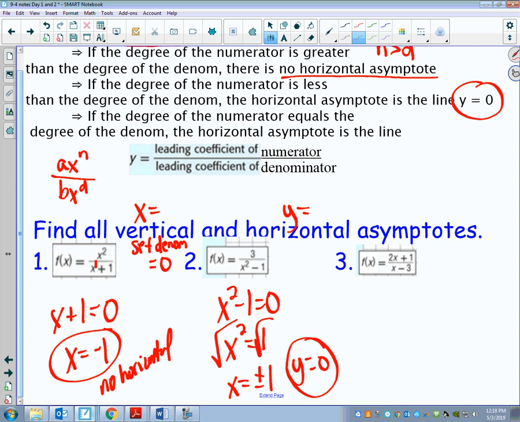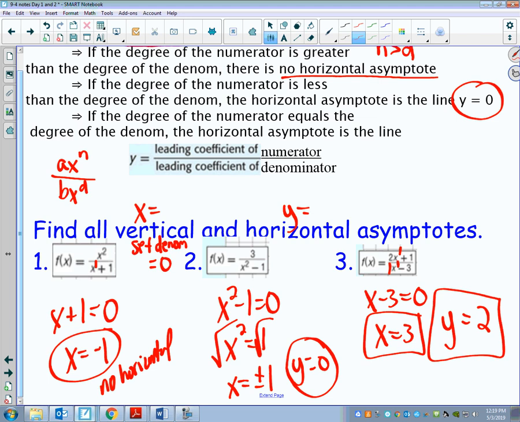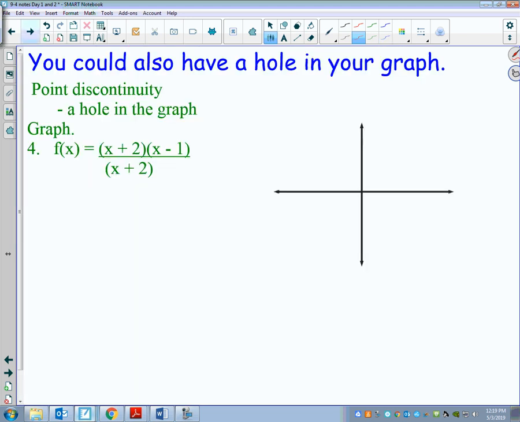What about the third one? Vertical asymptote. If I set the bottom equal to 0, that would be the line x equals 3. And this is the example of the third option. The degree of the numerator and the degree of the denominator are the same. And so I just take the leading coefficients, which happens to be 2 over 1. And in this case, it would be a horizontal asymptote of 2. Okay?